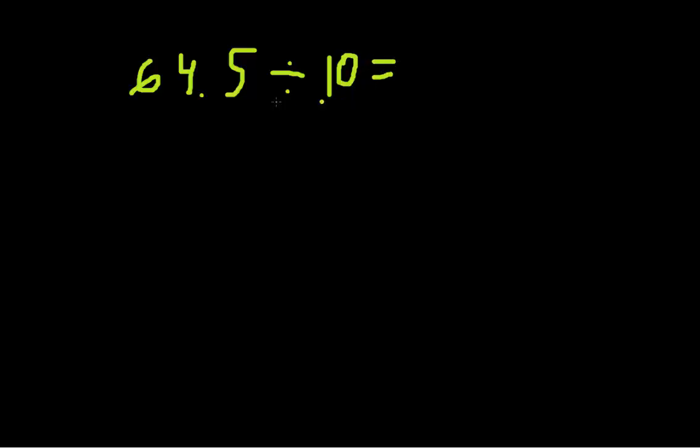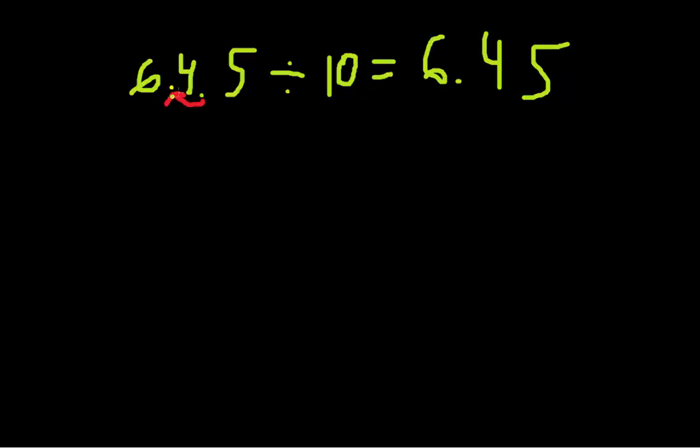So the way you do this is, of course, since this number already has a decimal point in it, it's the same thing. Since there's 1 zero, you're just going to move it over once to here. So yeah, it's basically that. So of course, it's going to be 6.45.